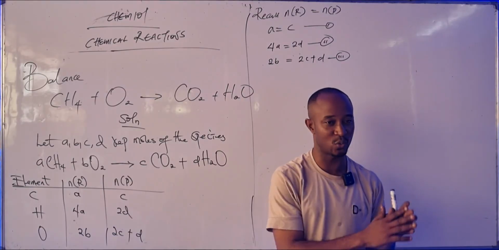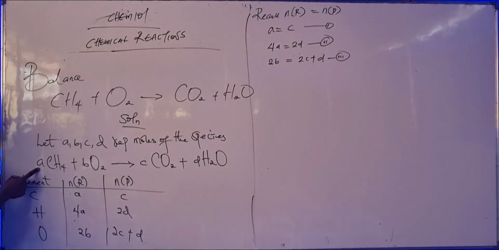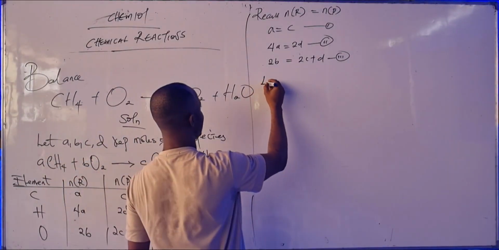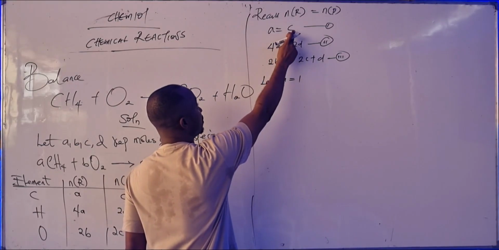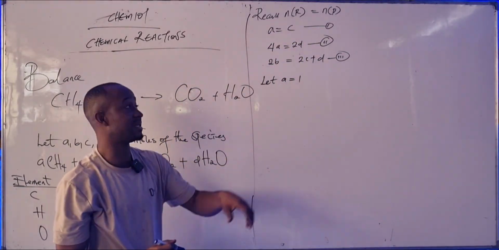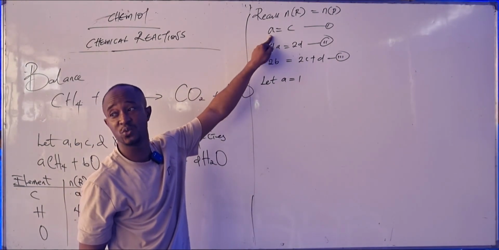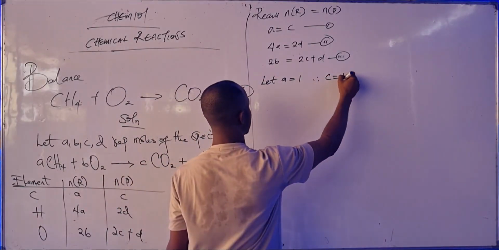What's the first condition I said? So let A equal 1, all the time. Your A is always 1 here. So I'll say let A equal 1. If A is 1, what happened to C? C is also 1. Are you getting it now? If my A is 1, that means my C equals 1.